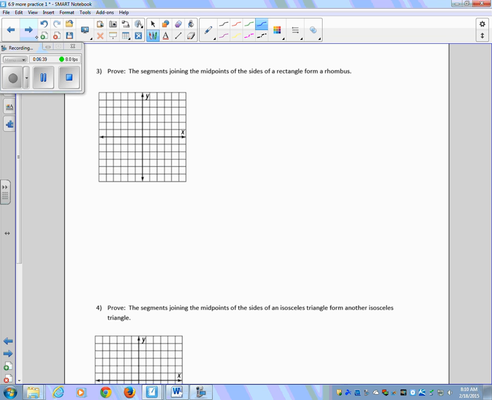Well, we might get to it tomorrow, but no, I'm not going to put a rhombus on the test. You have it on recording. It won't be on the test.